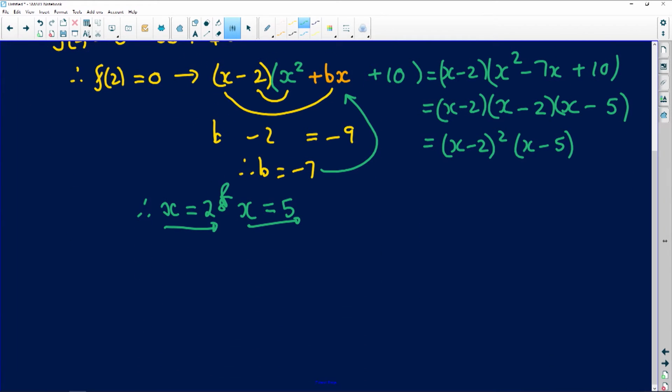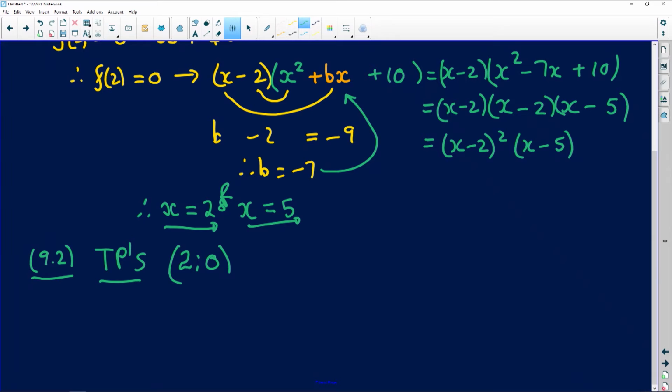Okay, let's go to the second part of this question. Part 9.2 of Unarine's question is asking us to find the turning points of the graph. Now, folks, we already have one. The one turning point is at (2, 0). It's the root of multiplicity 2. So we're going to be very lazy now. We are now going to differentiate and find the other one without a problem. Remember, at the turning points, the derivative of the function is indeed 0.